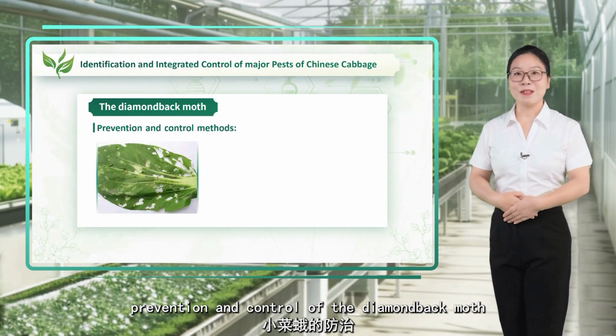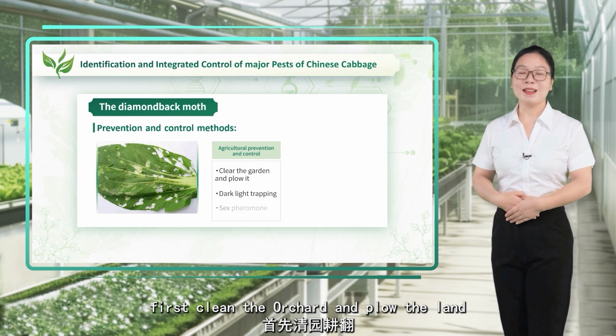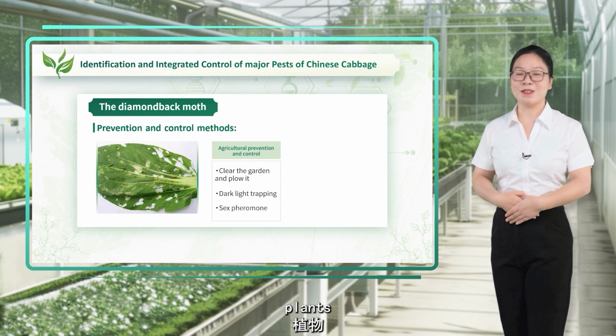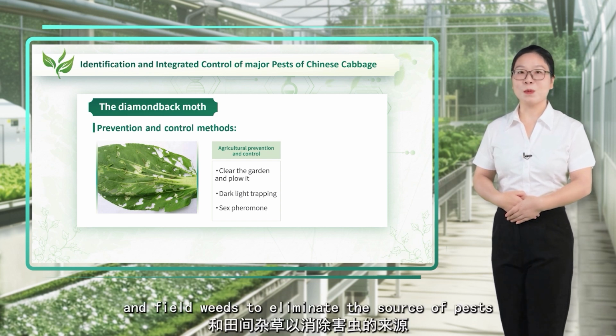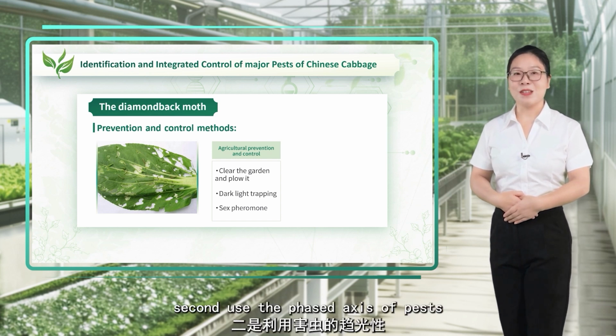Prevention and control of the diamondback moth. First, clean the orchard and plow the land. After harvesting, completely clean up and remove the discarded residual leaves, plants, and field weeds to eliminate the source of pests. Second, use the phototaxis of pests.